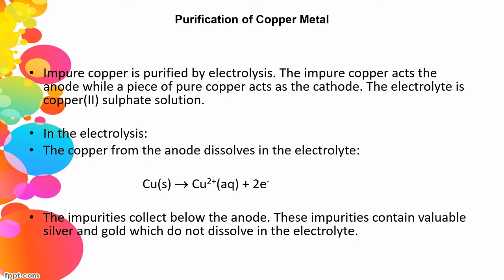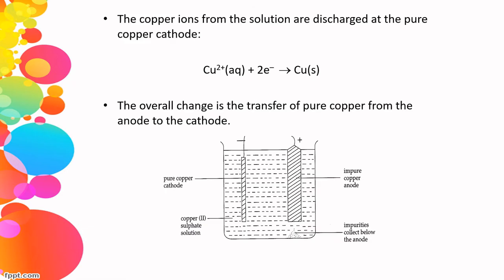The impurities will be collected below the anode, and these impurities contain valuable silver and gold which do not dissolve in the electrolyte. The copper ions from the solution are then discharged at the pure copper cathode. The overall change is the transfer of pure copper from the anode to the cathode. This is the pure copper cathode, this is the copper(II) sulfate solution, and the impurities are collected below this anode.